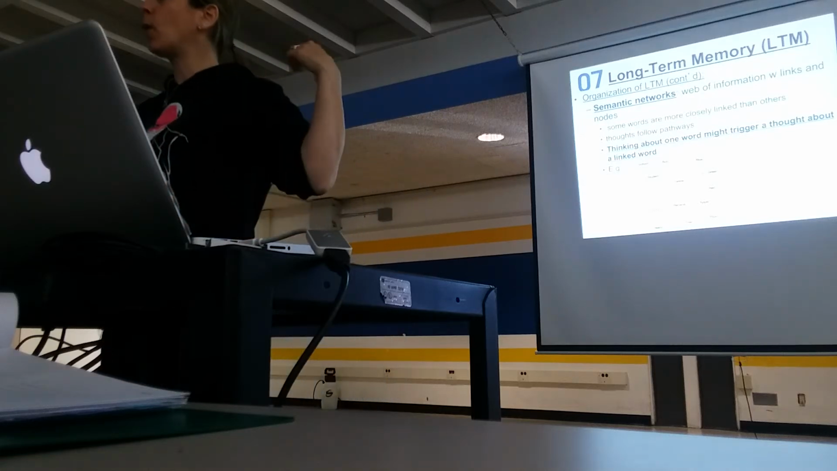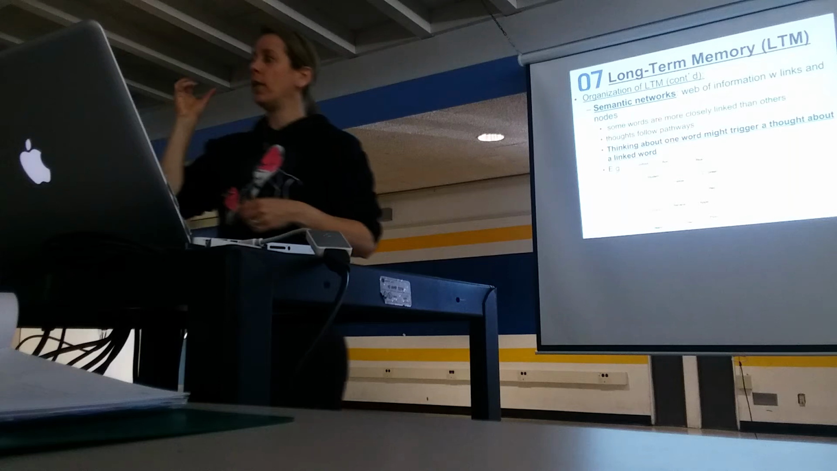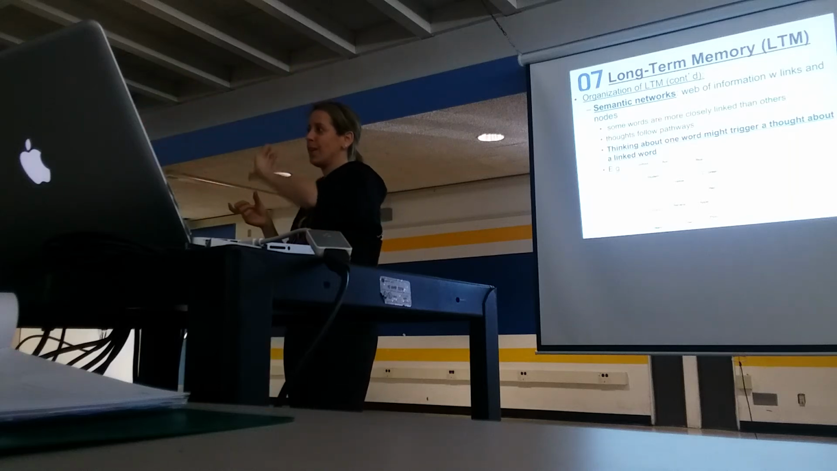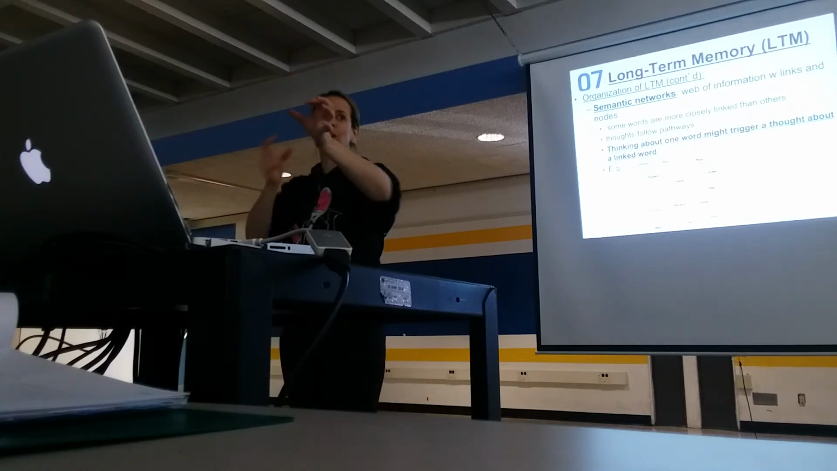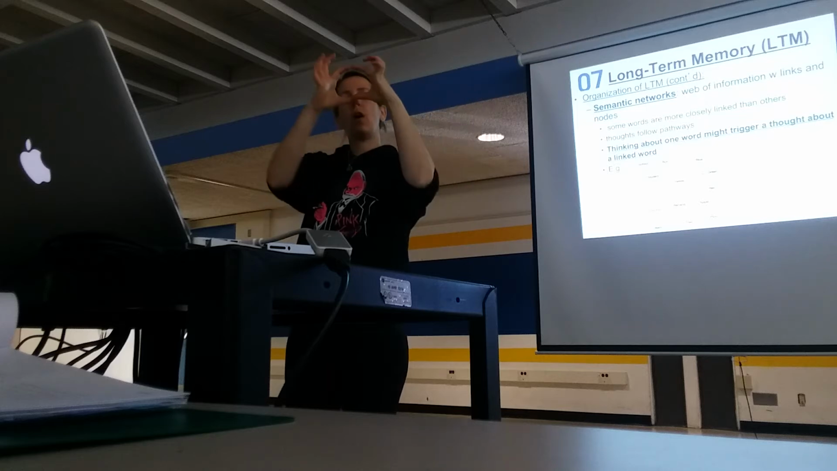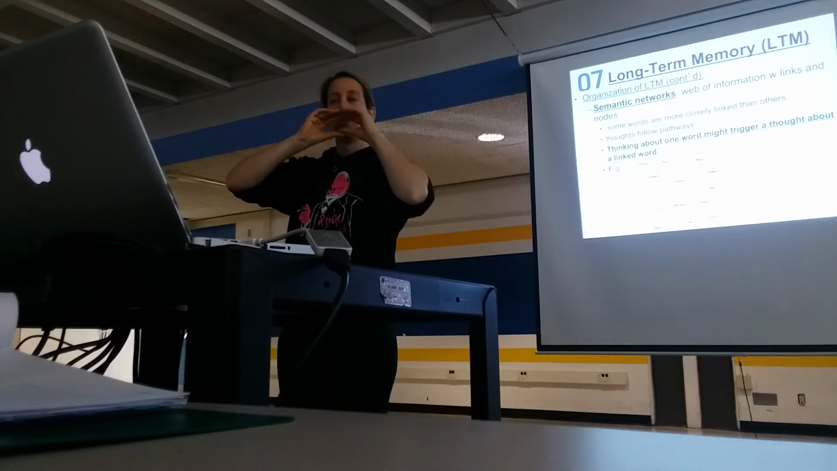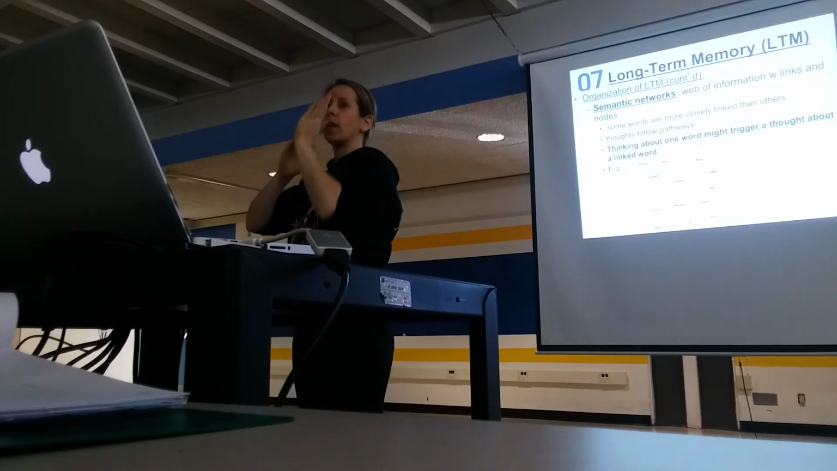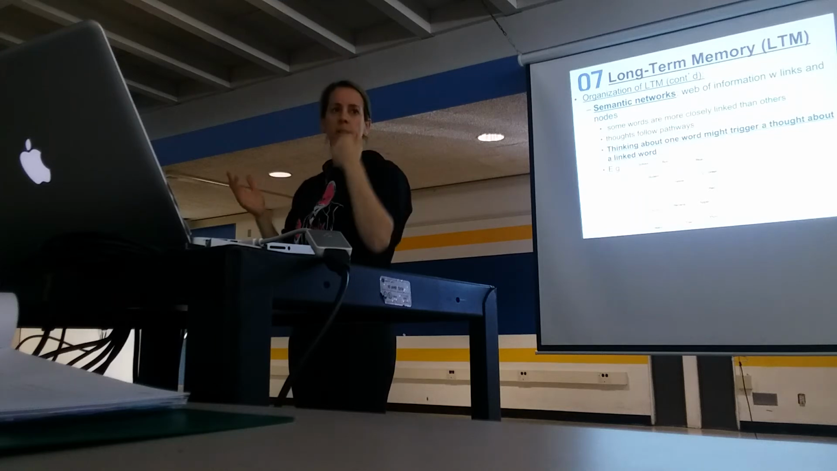All right, semantic network. So this is where one thing makes you think of another thing, and then that thing makes you think of another thing. What do you call what's in the circles? The nodes. What do you call the lines connecting? The links. Links and nodes.